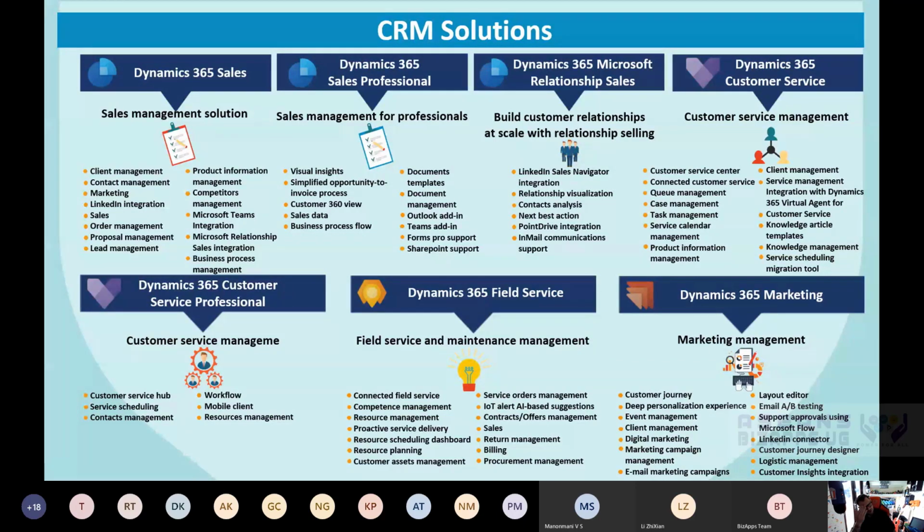You also get some very basic marketing functionality within the sales SKU. So you get marketing lists and basic campaigns. It's nothing like what's available in the marketing app. The other one that's interesting is relationship sales, which is a really epic way to integrate with LinkedIn. You get Sales Navigator integration, and some really great visualization tools that allow you to understand what's going on from a relationship perspective.